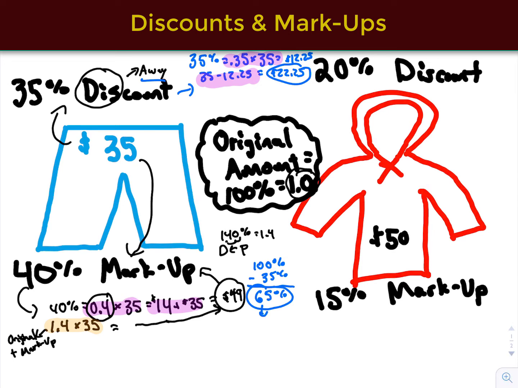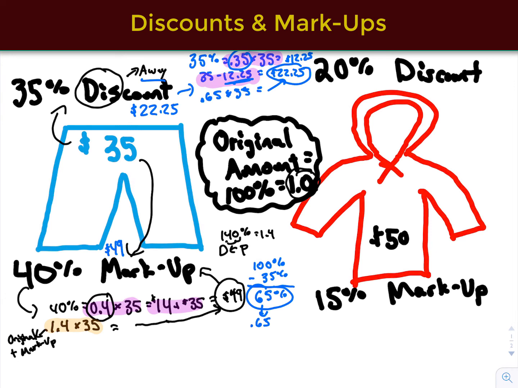If I go from a percent to a decimal, I need to go left 2, which gets me to 0.65. So I could have, from the very beginning, instead of taking 0.35 and multiplying by 35, and then taking that away from the original, just done 0.65 times 35, which would lead me to $22.25. So my answer for the 35% discount is my new price would be $22.25. And for my 40% markup, my new price would be $49. All right, let's talk about the sweatshirt now.